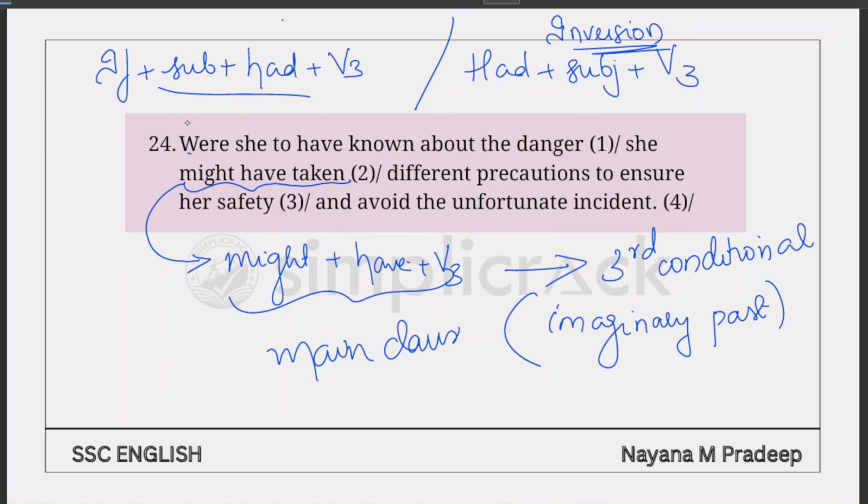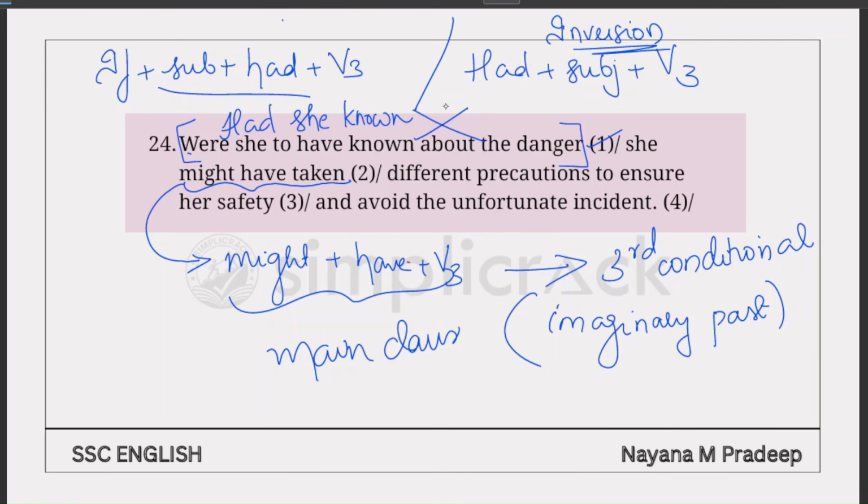But here look at the sentence, look at the if clause here. Were she to have known about the danger? Is it written in the third conditional? No. So part 1 is wrong. How will you rewrite it? Had she known about the danger? You can write had she known about the danger. Or you can say if she had known about the danger. So if you are putting if there, you do not have to invert the structure. But if there is no if, you have to invert the structure.